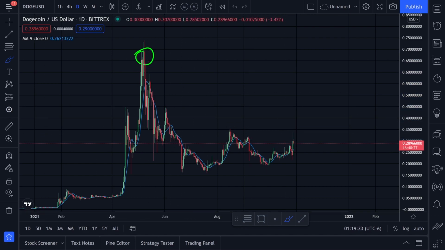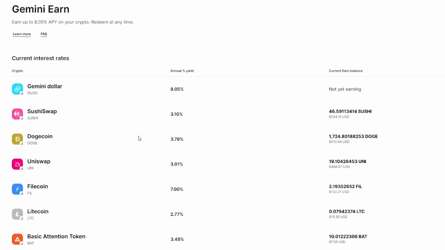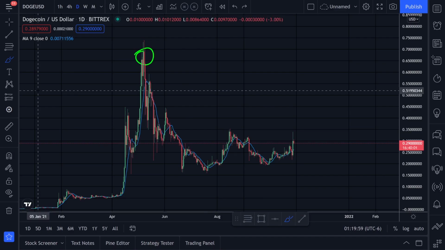I think another option that you can do is you can send coins to Gemini, and you can send them to the Gemini Earn and stake them. So right now, Dogecoin, they offer 3.7 APY. So that's where I have some of my coins staking right now as well. I'm pretty much in a similar boat.